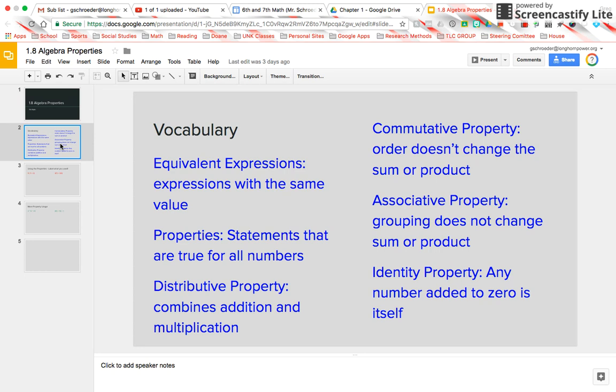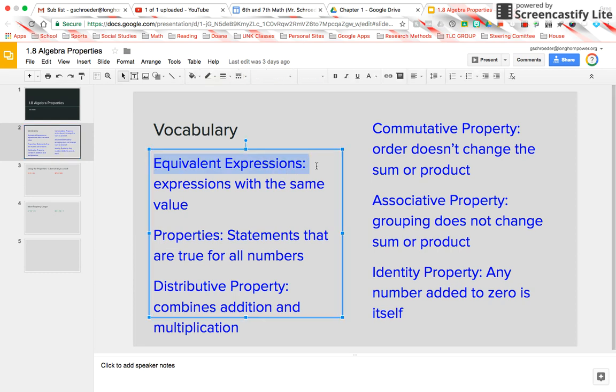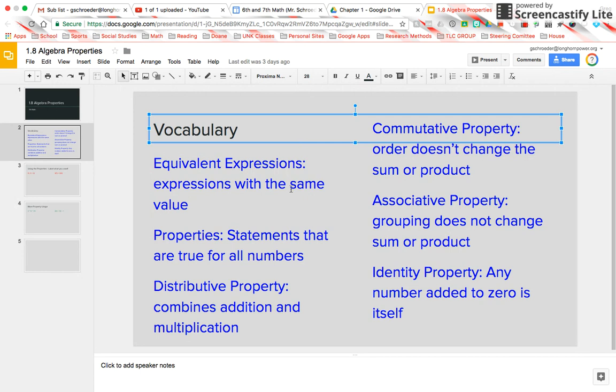And you're going to notice right away we have a lot of vocabulary, so you may need to do some pausing so you can get it all written down. First word that we have is equivalent expressions. Okay, those are expressions with the same value. Okay, we're going to manipulate some expressions today, and when we're done with them, they're still going to equal the same as they would have before, but we're putting them in a simpler form.